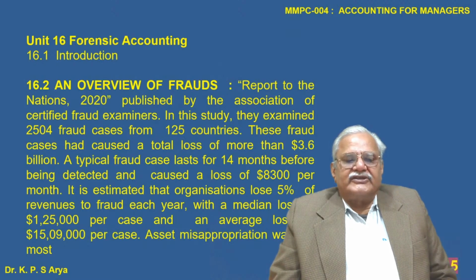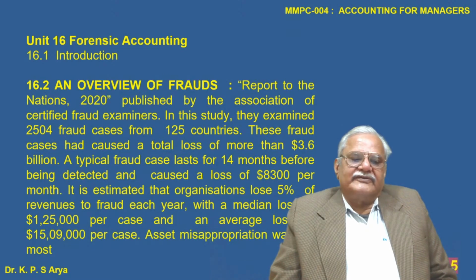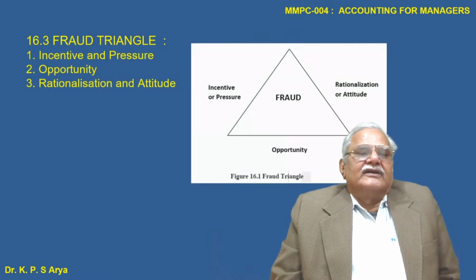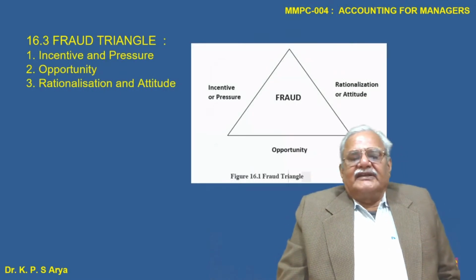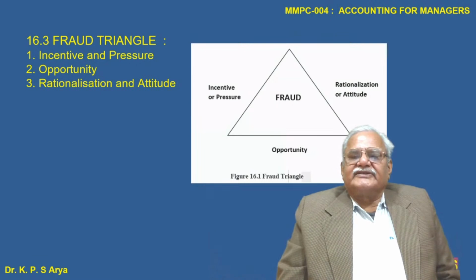It is estimated that organizations lose 5% of the revenue to fraud each year, with a median loss of $125,000 per case and an average loss of $1.5 million per case. Asset misappropriation was the most common. Now this is the fraud triangle: incentive or pressure, rationalization or attitude, and the opportunity.